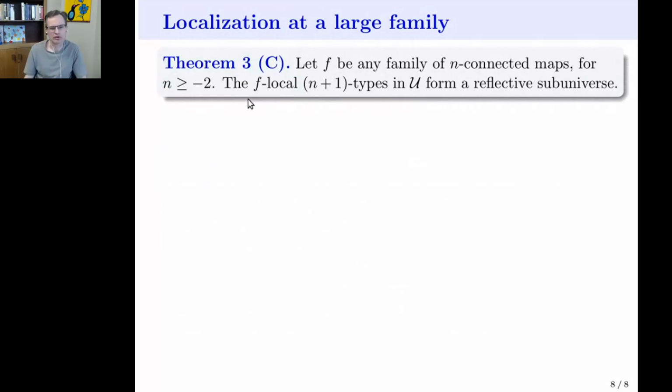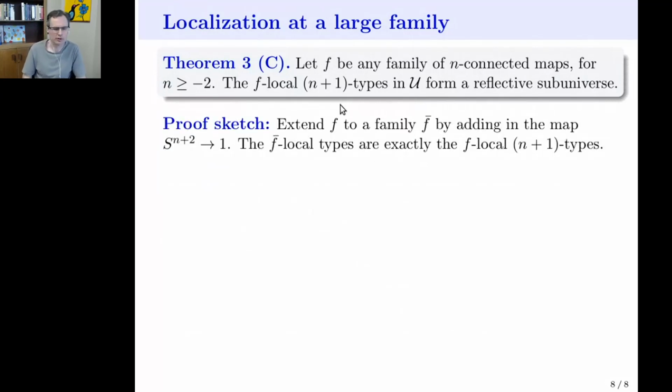And then when you don't just look at the f local types, you look at the types that are both f local and are n plus 1 truncated, then they'll always form a reflective subuniverse. Okay, let me go through the proof. So the idea is you take your family and you add one more map to it. You add the map from Sn plus 2 to the unit type. So in other words, we take the indexing type I for the family, and we take the coproduct of that with the unit type to give us one more index, and we send the extra index to this map.